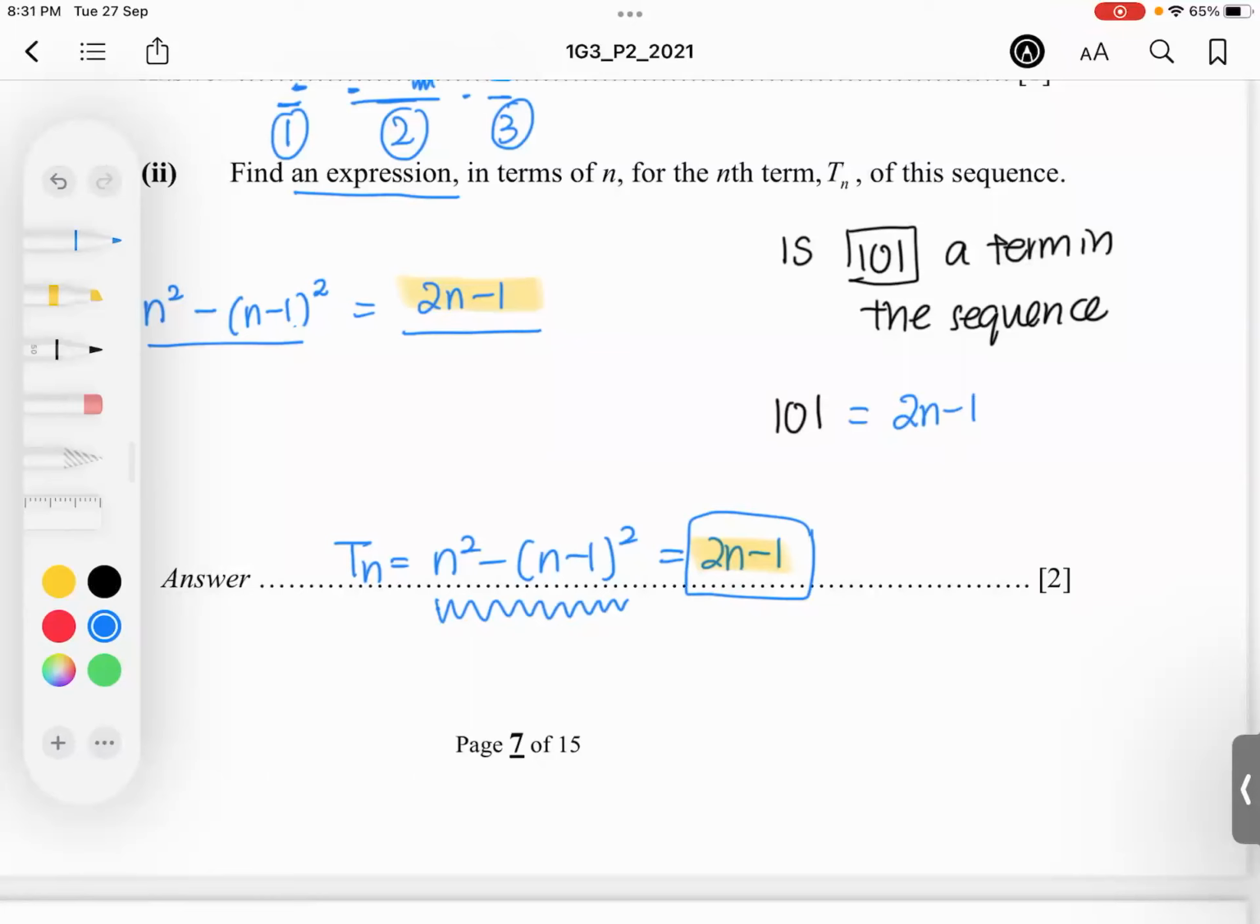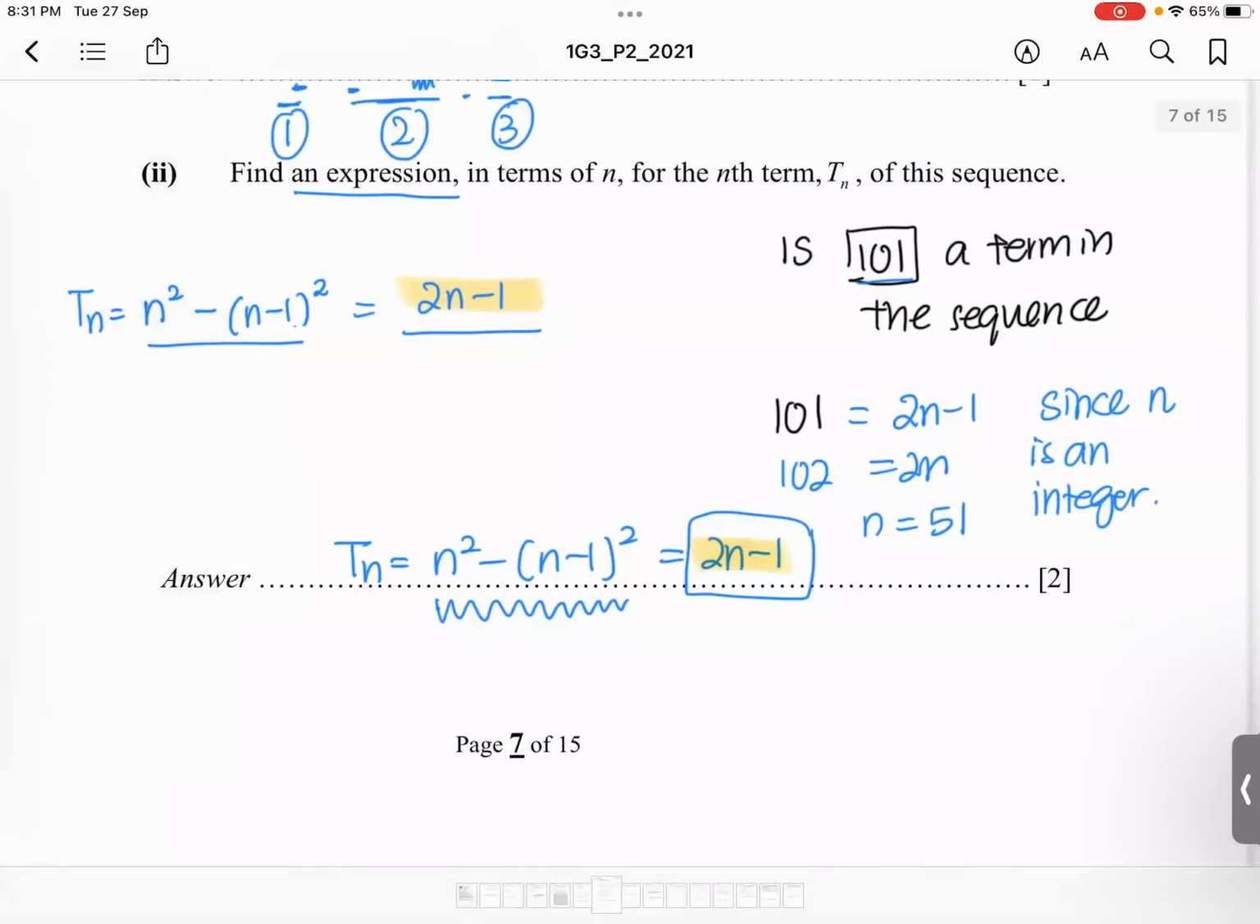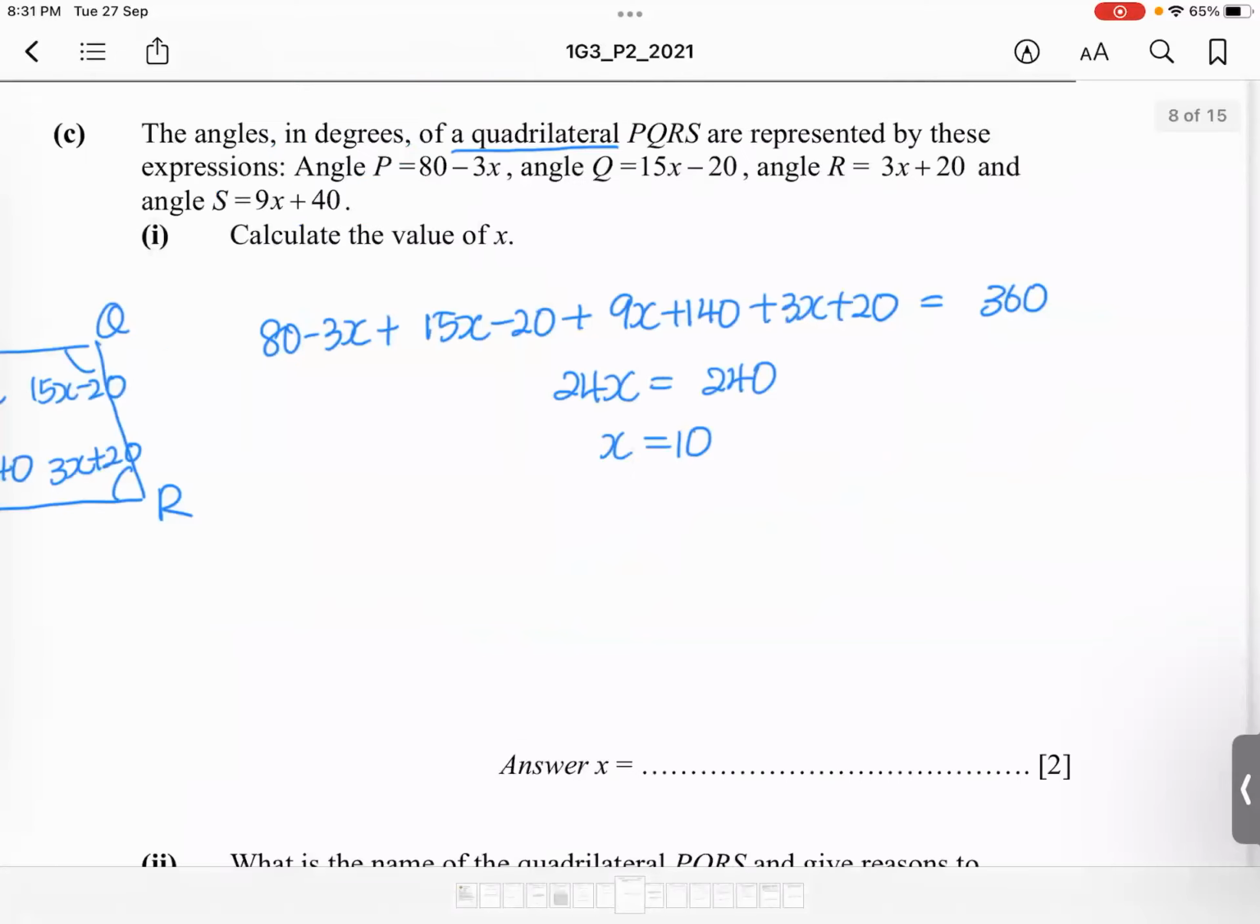This is easier. So in this case, this is 2n. This one bring over become 102. Then divide by 2. n is equals to 51. Since n is an integer, therefore, the term 101 is a term in the sequence. If it's not an integer, then it's not in the sequence. Simple, straightforward.